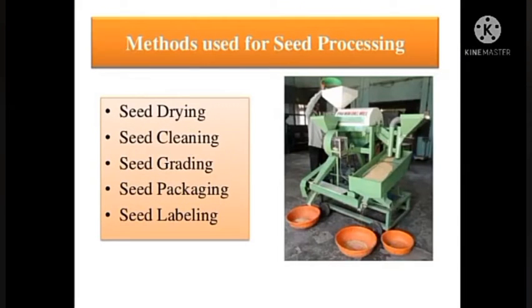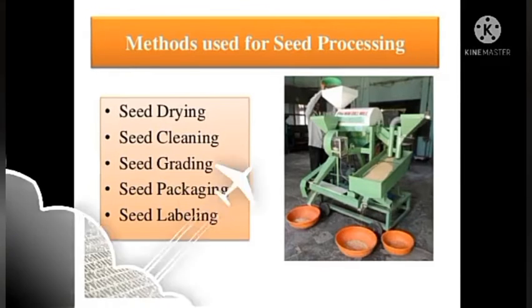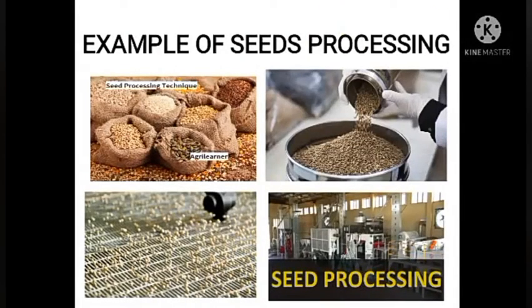Next are methods used for seed processing. First, seed drying. Second, seed cleaning. Third, seed grading. Fourth, seed packaging. Fifth, seed labeling. Next are the examples of seed processing.